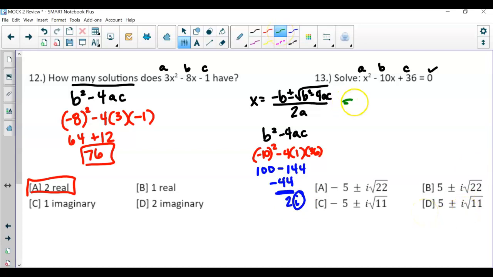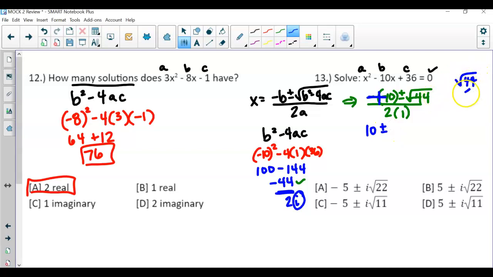Now I'm going to go ahead and continue solving for x. So I've got negative b, right? So negative b, which is negative 10, plus or minus the square root of our discriminant, which is negative 44, over 2 times a, which is 1. Now notice in the numerator, we do have 2 negatives making a positive. So I have 10 plus or minus. So I do know I need i here.